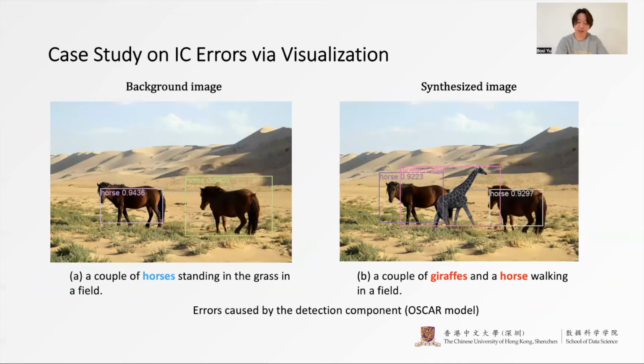Then we do a case study on the detection component of the OSCAR model. We can see that when we insert a giraffe into the background image of two horses, the bounding box for the giraffe takes the place of much of the horse's area, so the caption becomes a couple of giraffes and a horse walking in the field. The inaccurate bounding box may lead to the erroneous caption of two giraffes.